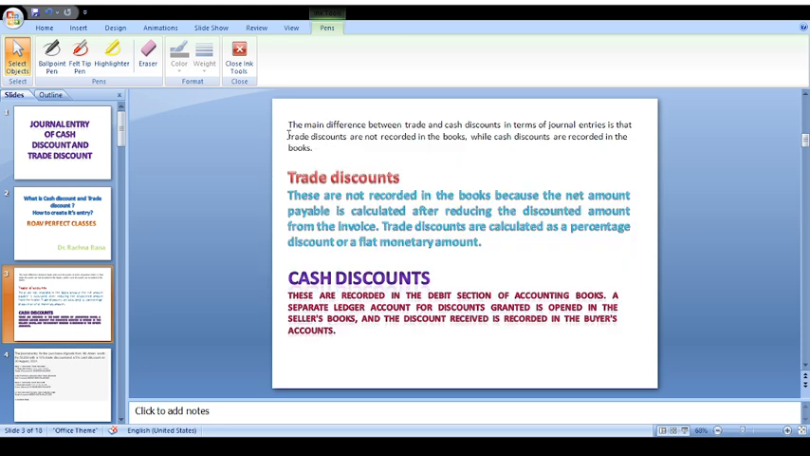The main difference between trade and cash discount in terms of journal entries is that trade discounts are not recorded in books, while cash discounts are recorded in books. Now, what is trade discount?